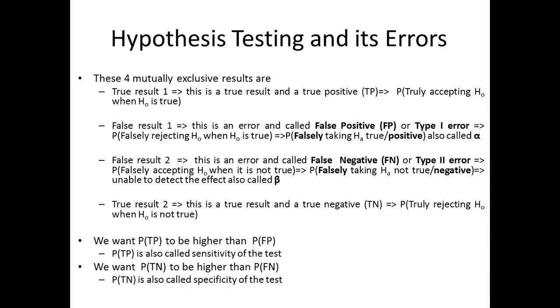We want the probability of TN to be higher than the probability of FN, just as we discussed for the probability of TP and the probability of FP. Probability of TN is also called the specificity of the test. And by specificity, we mean that our test is very specific. From so many things, it is able to identify it.